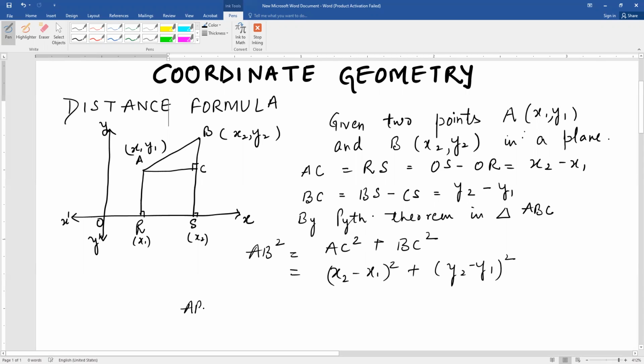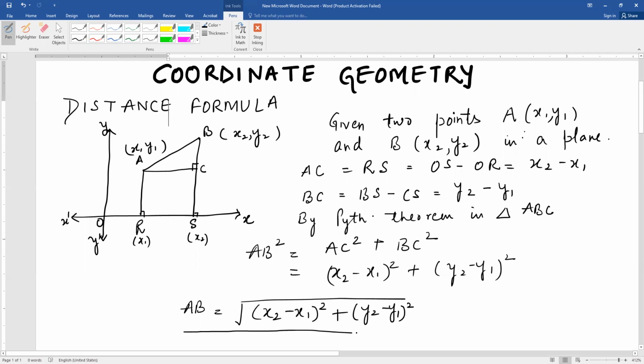Therefore, what do we have? AB is equal to, we will take under the root, x2 minus x1 whole square plus y2 minus y1 whole square. So this is the distance formula which you have to remember.